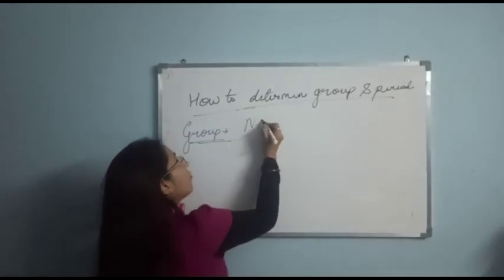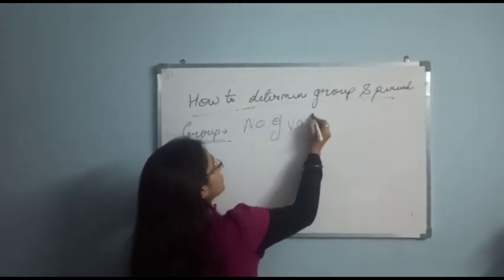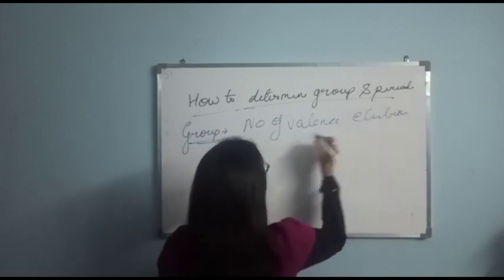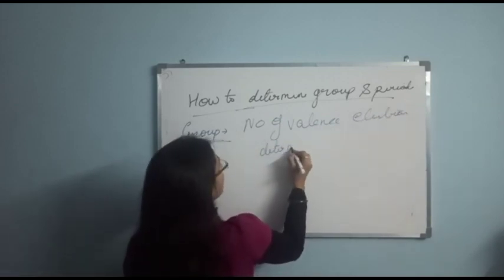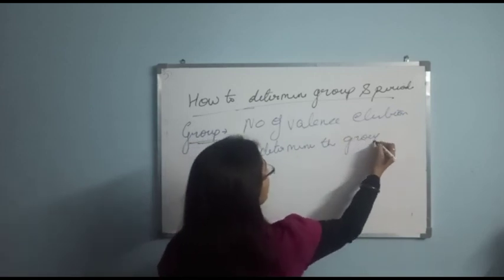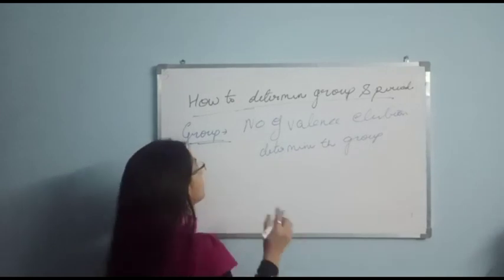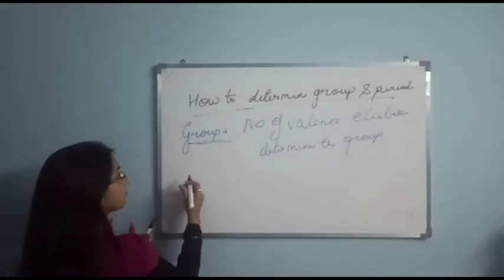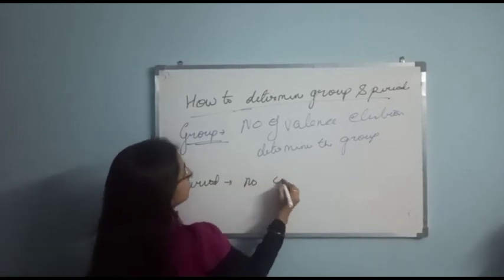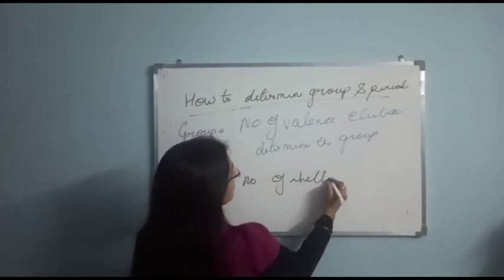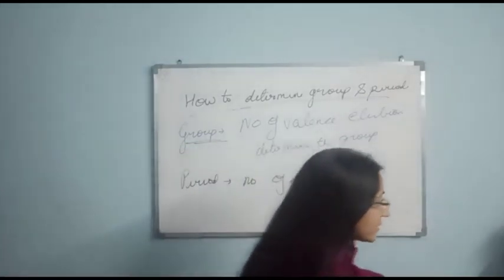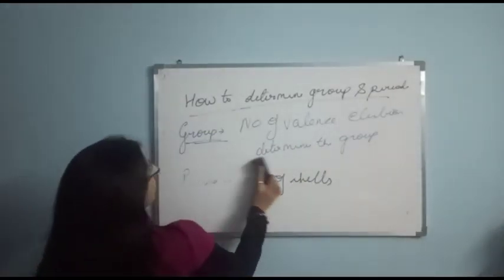The number of valence electrons determines the group. And for the period, the number of shells determines the period. Let us understand this more easily with the help of an example.